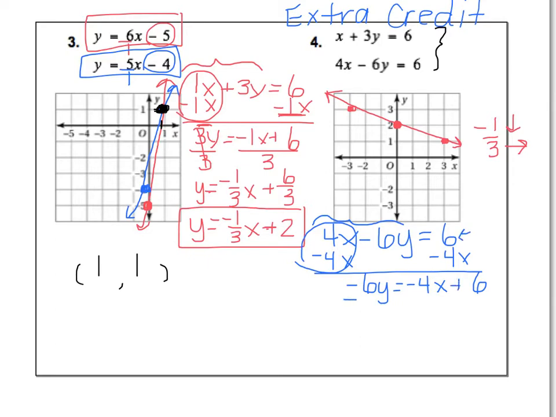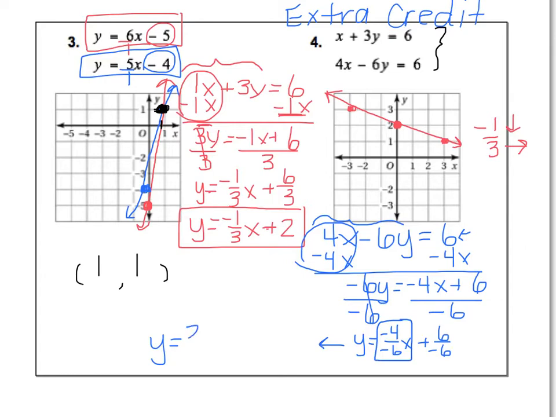The last step would be to divide by negative 6. So that leaves us with y equals negative 4 over negative 6x plus 6 over negative 6. We still have to simplify, so I'm going to write it in simplified form over here. Y is going to equal, now two negatives, we have negative 4 over negative 6. Two negatives are a positive, and 4 over 6 reduces to 2 over 3. We still have our x. Plus, now we have to reduce this one over here. 6 over negative 6, or 6 divided by negative 6, is negative 1.